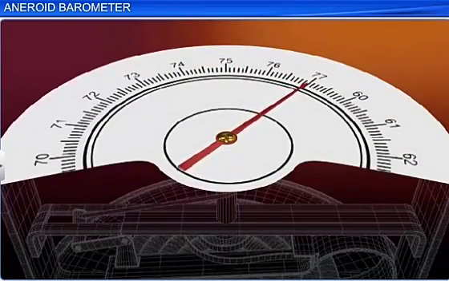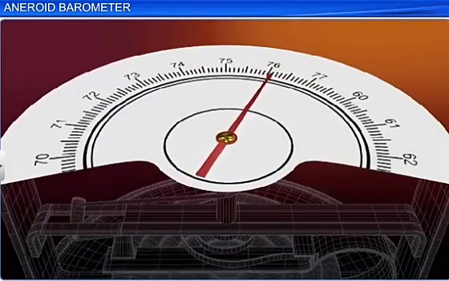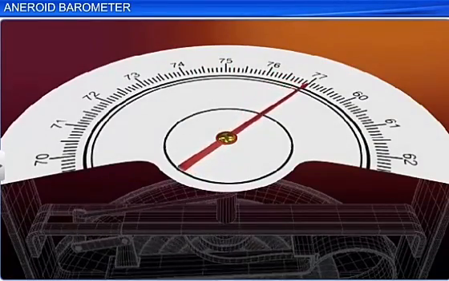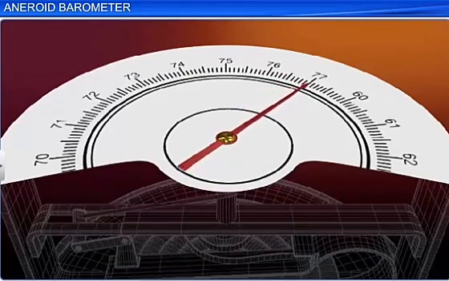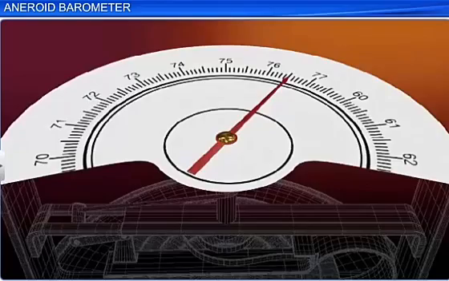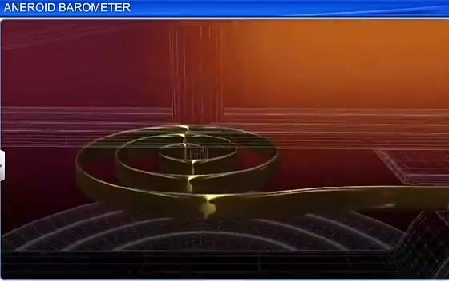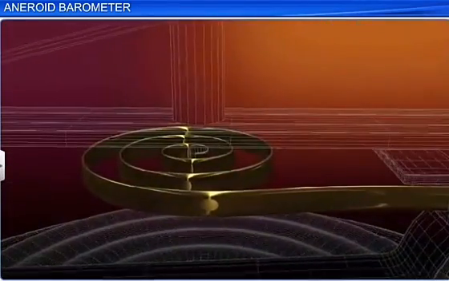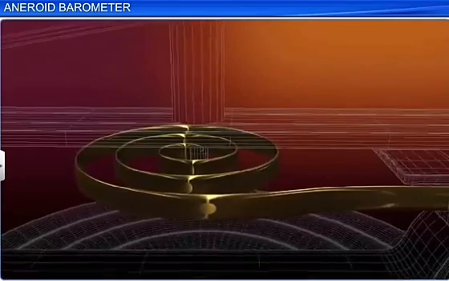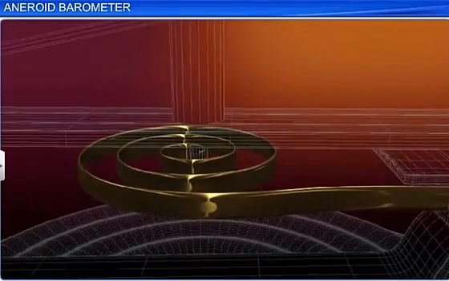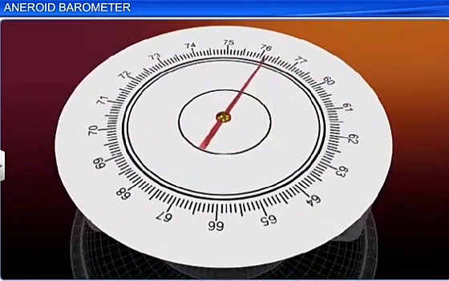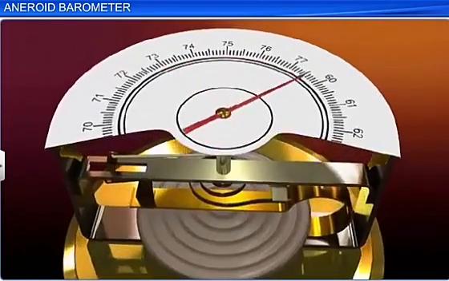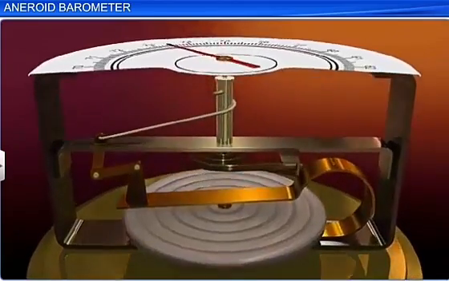The system of levers, the chain and the pulley help transfer the motion of the diaphragm to the pointer on the circular scale. A hairspring is attached to the pulley to bring the pointer back to its normal position. The circular scale is calibrated to note the reading of atmospheric pressure directly. Let us now study the working of the aneroid barometer.